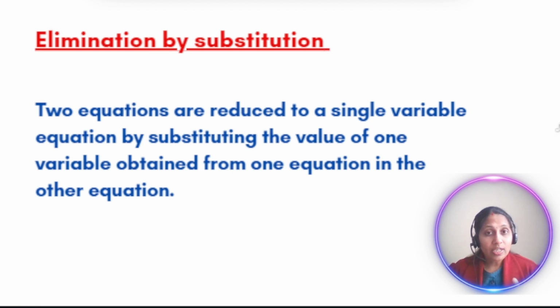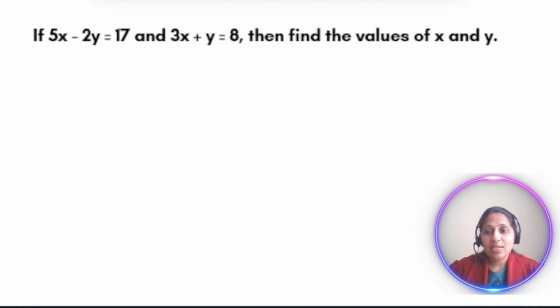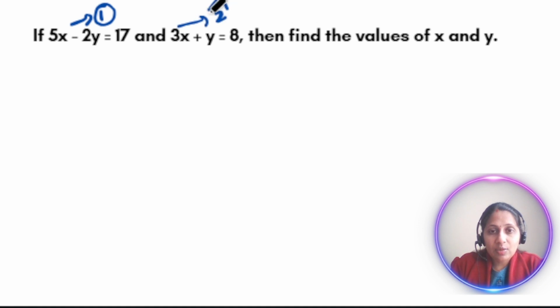So here two equations are again reduced to a single variable equation by substituting the value of one variable in the other equation. So let's understand this again with an example here. If 5x minus 2y equals 17, 3x plus y equals 8, then find the values of x and y. So let me consider this as my first equation, this as my second equation.